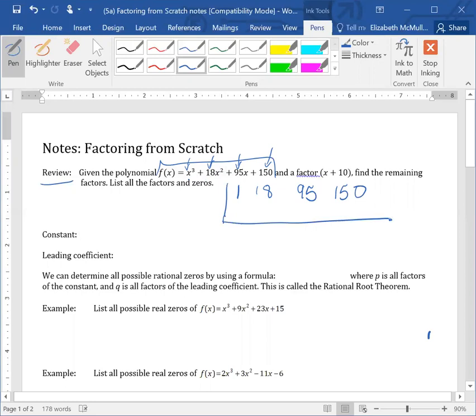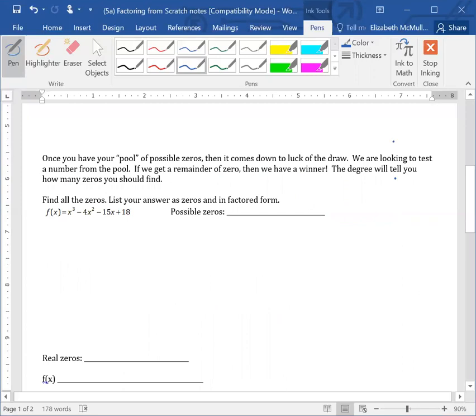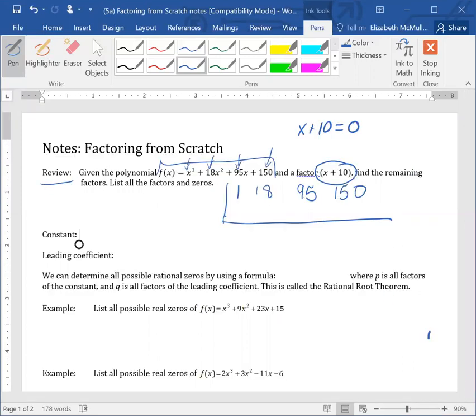And then I'm going to divide it by what? All right, just remember how we do this. We know this is a factor, so we're going to set x plus 10 equal to 0 and find out what my zero is. And we're going to say then that x equals negative 10. Remember, we just subtracted 10 from both sides to find out what x equals. So x equals negative 10. So I'm going to divide all of this by negative 10.